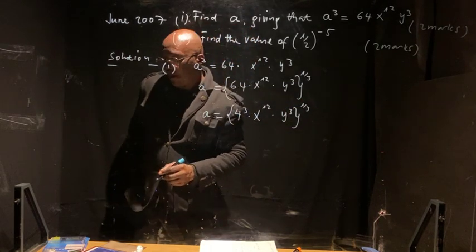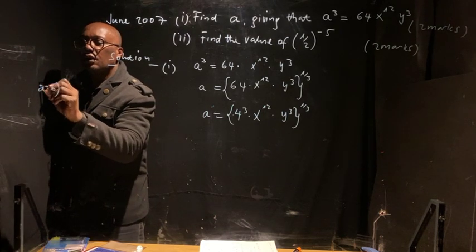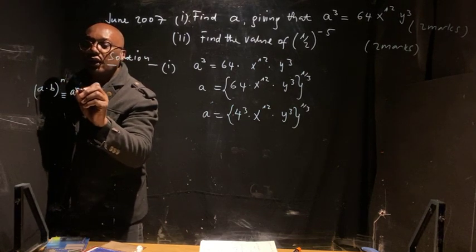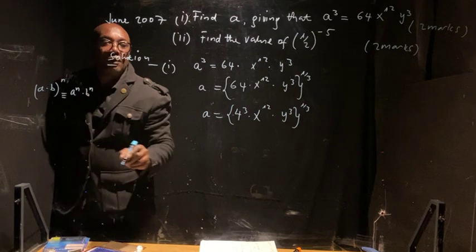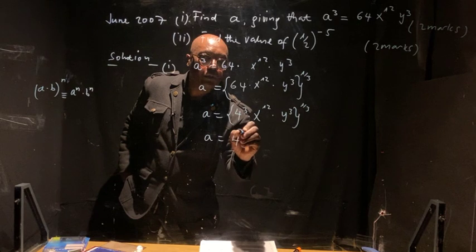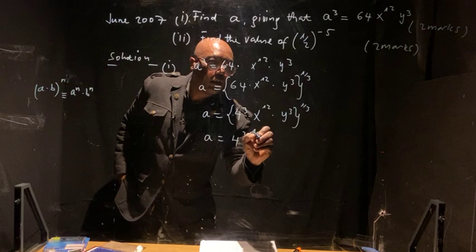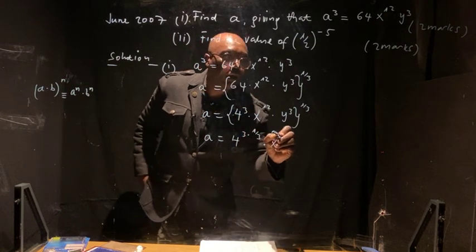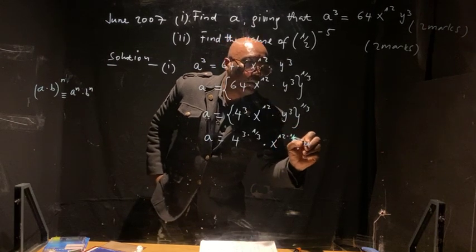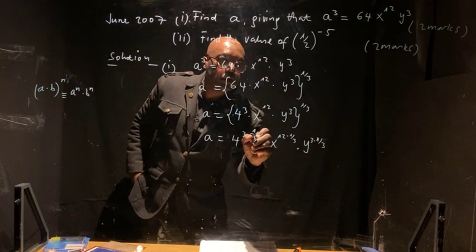Remember, I think it was law 4. Law 4 says that if you have A multiplied by B like this, it is no different from A^n times B^n. We are using the same law here. So it becomes a equals 4 raised to the power 3 times 1 over 3, times x raised to the power 12 times 1 over 3, times y raised to the power 3 times 1 over 3.